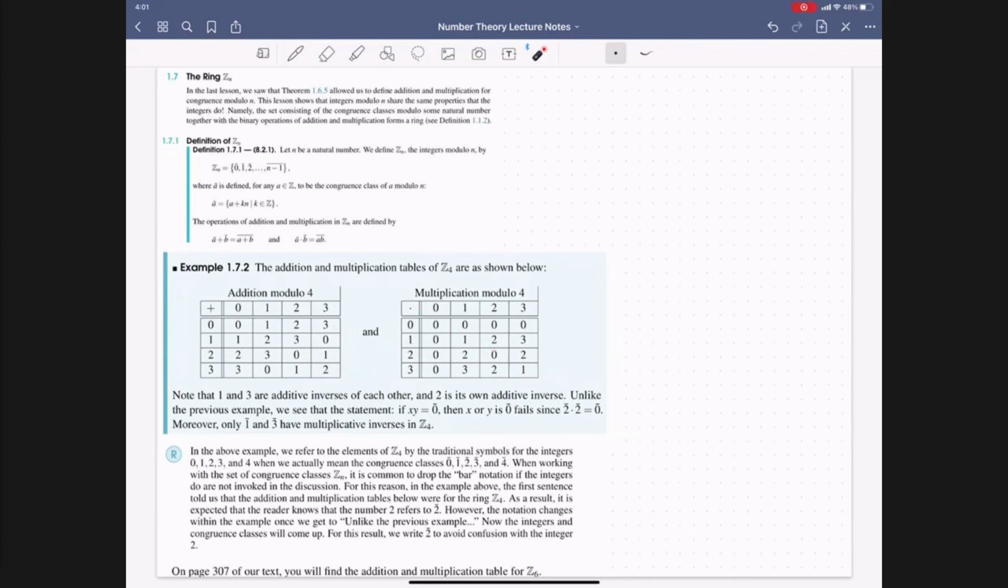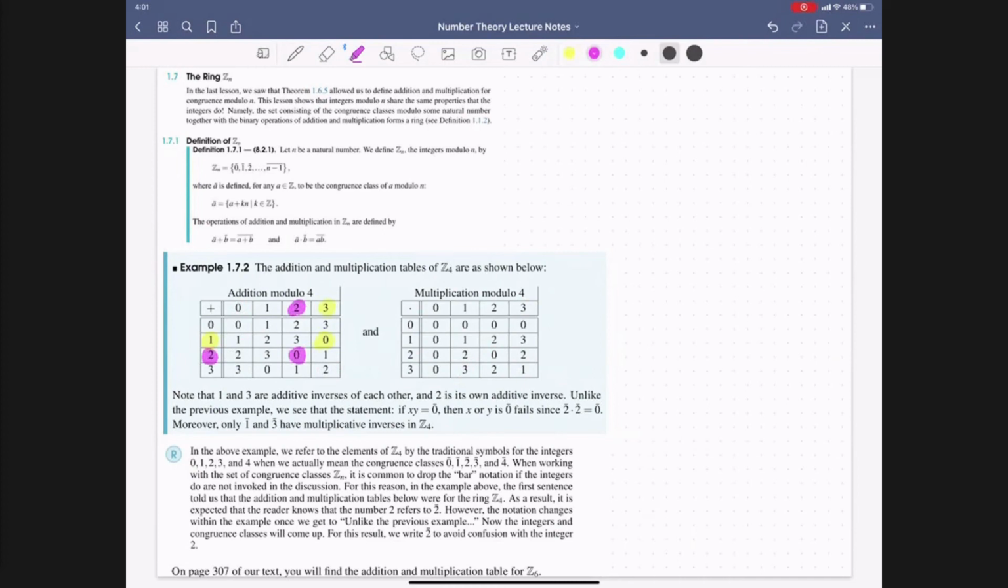And so a consequence is that now we see that 1 and 3, when we add them, we get back 0. And so they're additive inverses of each other. And 2 is its own additive inverse, because if we do 2 plus 2, we get 0.